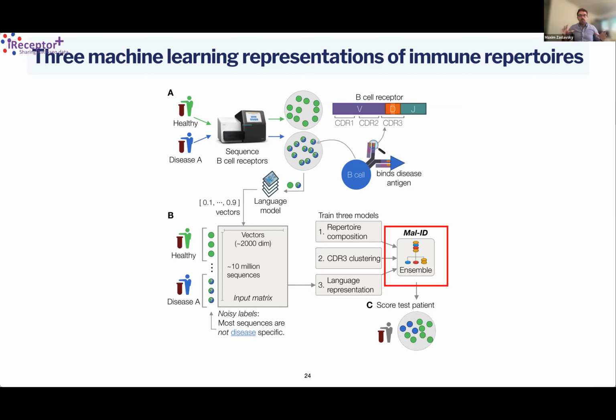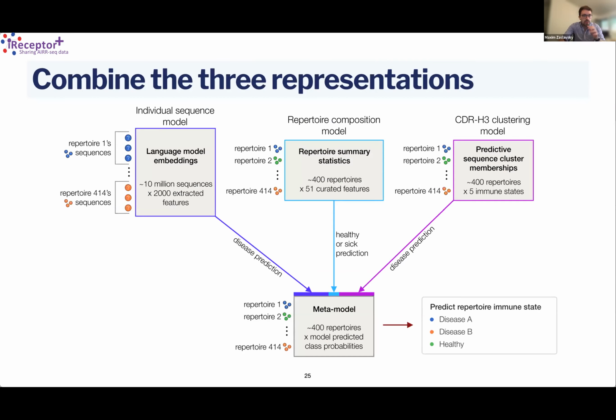So we call this whole framework MALADI. That's short for machine learning for immunological diagnosis. And these three models are blended into a final prediction of immune status. Now, these are all good models on their own, but combining them compensates for any blind spots that a single one of them might have.